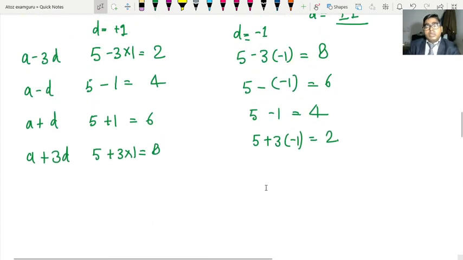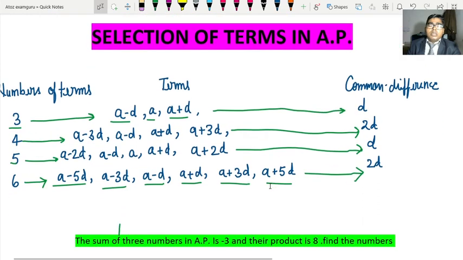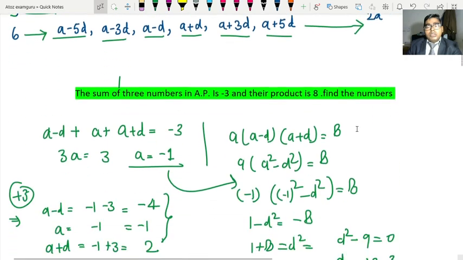You got this concept, right friends? Once again, I will review the whole lecture. Selection of terms in AP: if there are three terms, you choose a minus d, a, a plus d. If you take four terms, then you have to take a minus 3d, a minus d, a plus d, and a plus 3d. Similarly for 5 and 6. And these are two questions below.